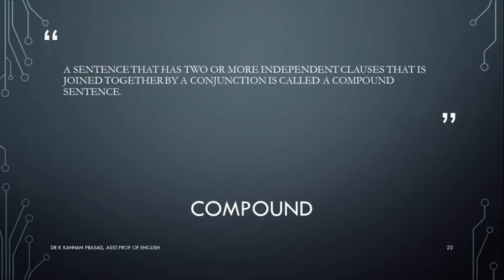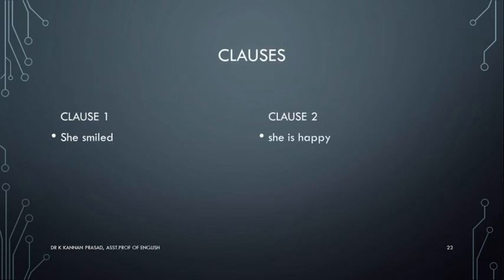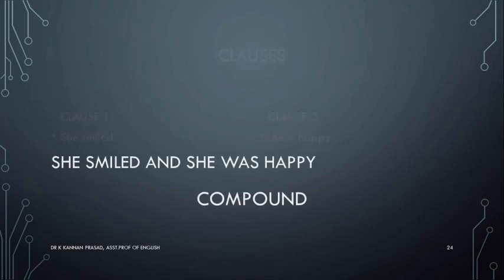By our own definition of compound sentence, a sentence which has two or more independent clauses that is joined together by a conjunction is called a compound sentence. We have two clauses with us. What conjunction can you use to make it a single long compound sentence? Watch this. She smiled and she was happy. That's it. We have formed a compound sentence with the two clauses given to us.